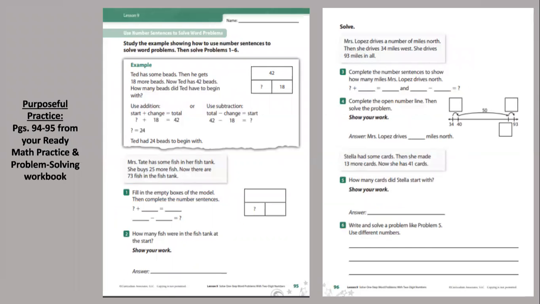Your purposeful practice for today is pages 94 and 95 from your Ready Math Practice and Problem Solving workbook. This is the one with the green on the pages. So you're going to complete these 2 pages. If you are in the building, you'll listen to your teacher and turn these in if she asks you to turn these in. If you are a mobile learner, then you will take really clear photos of your work so that I can see all of your answers on both pages and submit them with the assignment in Schoology.